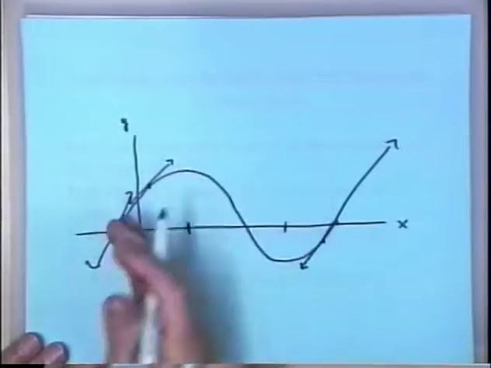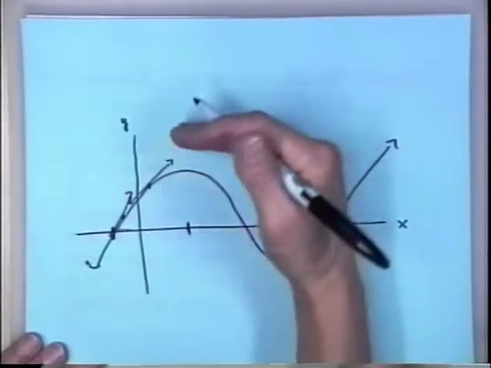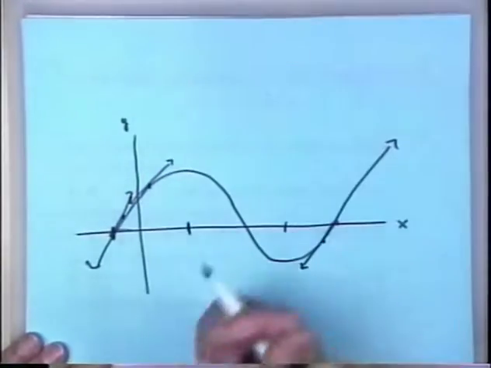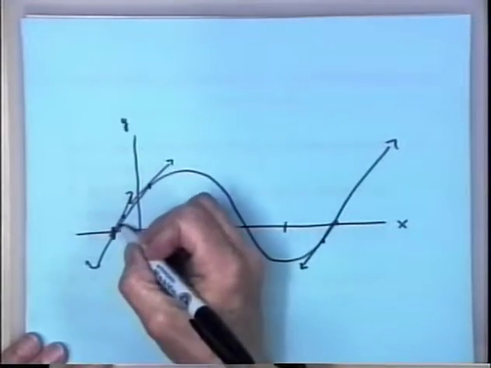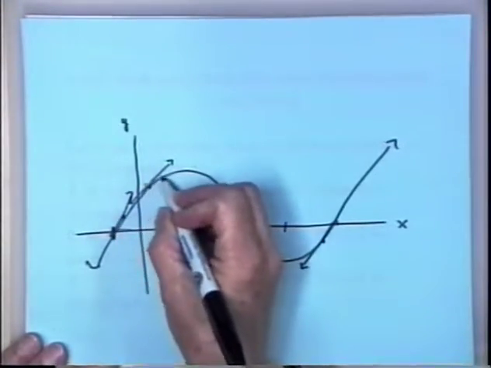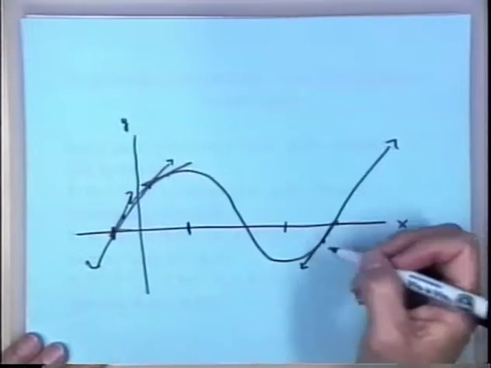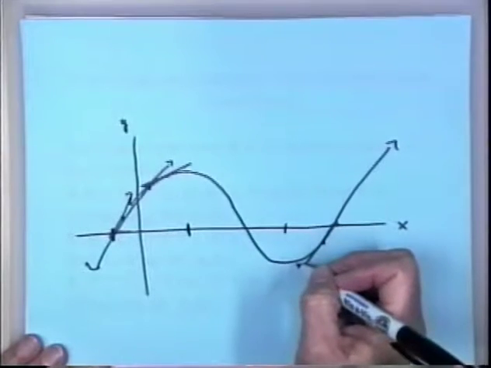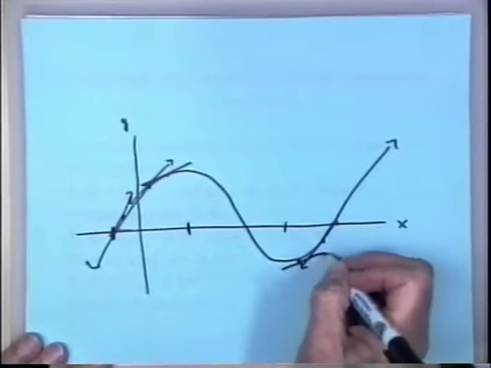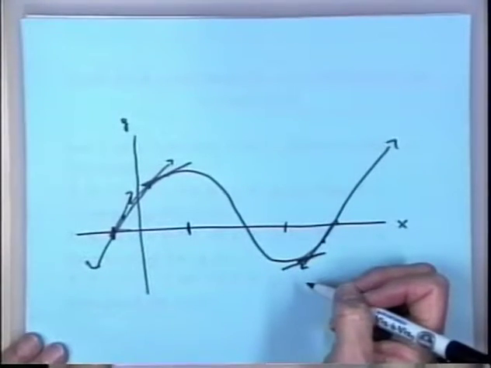Recall from algebra that if a line is going up as we move from left to right, it has positive slope. So all along here, any tangent line that I were to draw in will have a positive slope. Similarly over here, all these tangent lines, even right along here, are going to have a positive slope, aren't they?